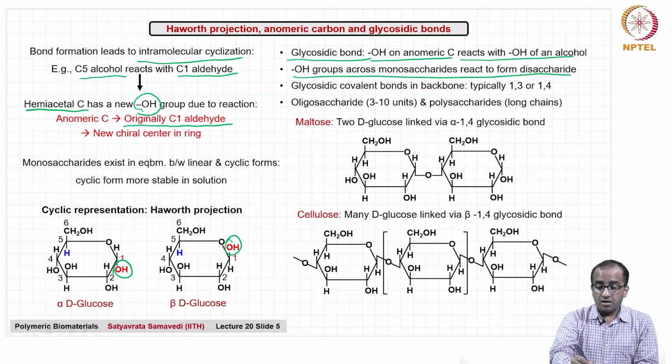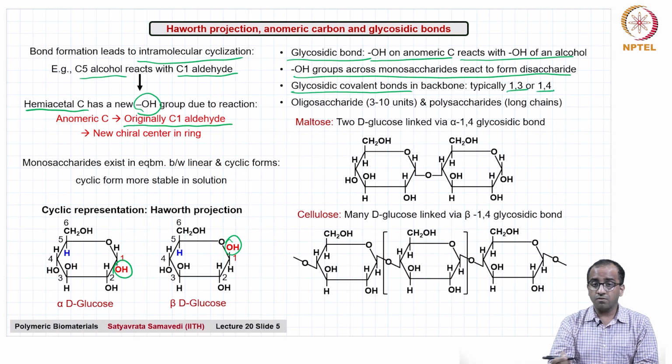So now these glycosidic covalent bonds in the backbone typically occur between the 1,3 or the 1,4, and when we say 1,3 or 1,4, we are referring to the carbon atoms that we have already numbered here. That's why the numbering is important. Numbering always happens clockwise.